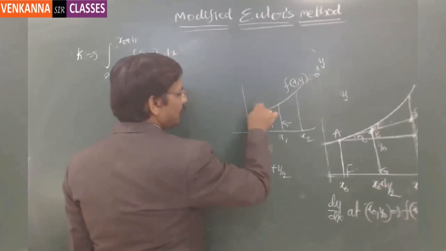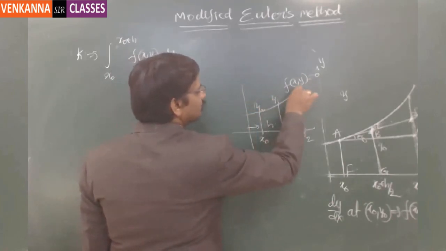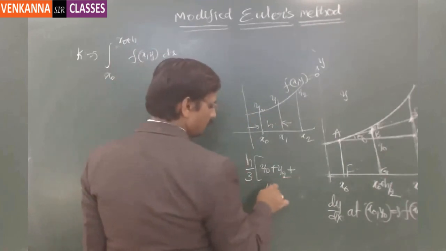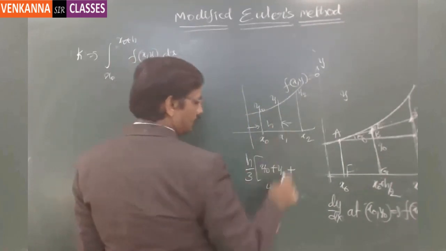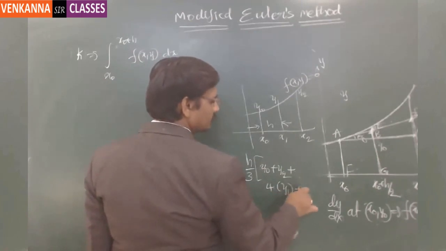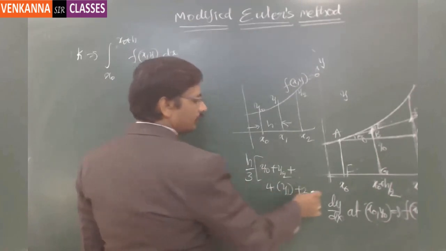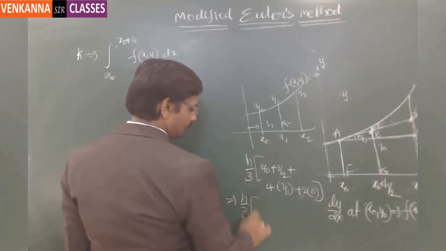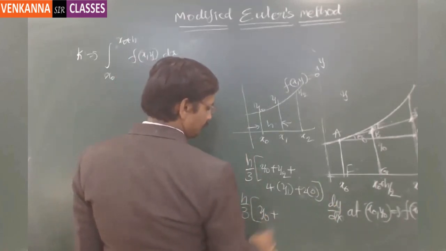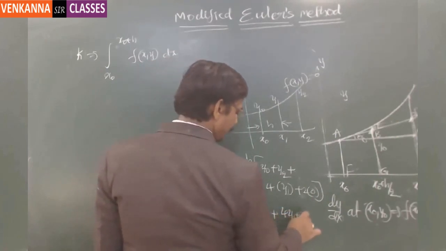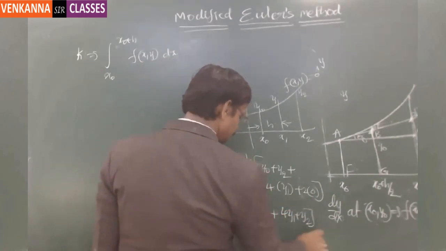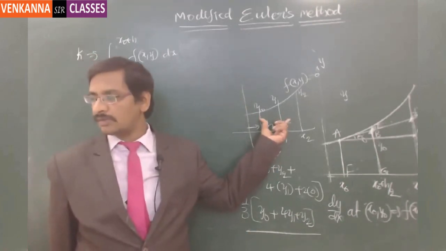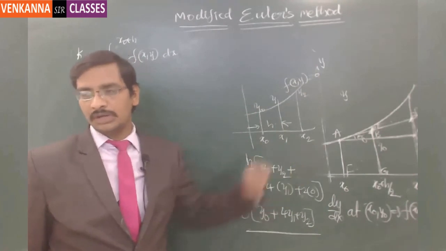So this is y0, this is y1 and this is y2. So first value and the last value, plus 4 times the odd, which is y1, plus 2 times the even. There is no even here, hence it is going to be 0. So h by 3 times y0 plus 4y1 plus y2. This is the Simpson's rule which you can make use of to calculate the area under this particular curve.